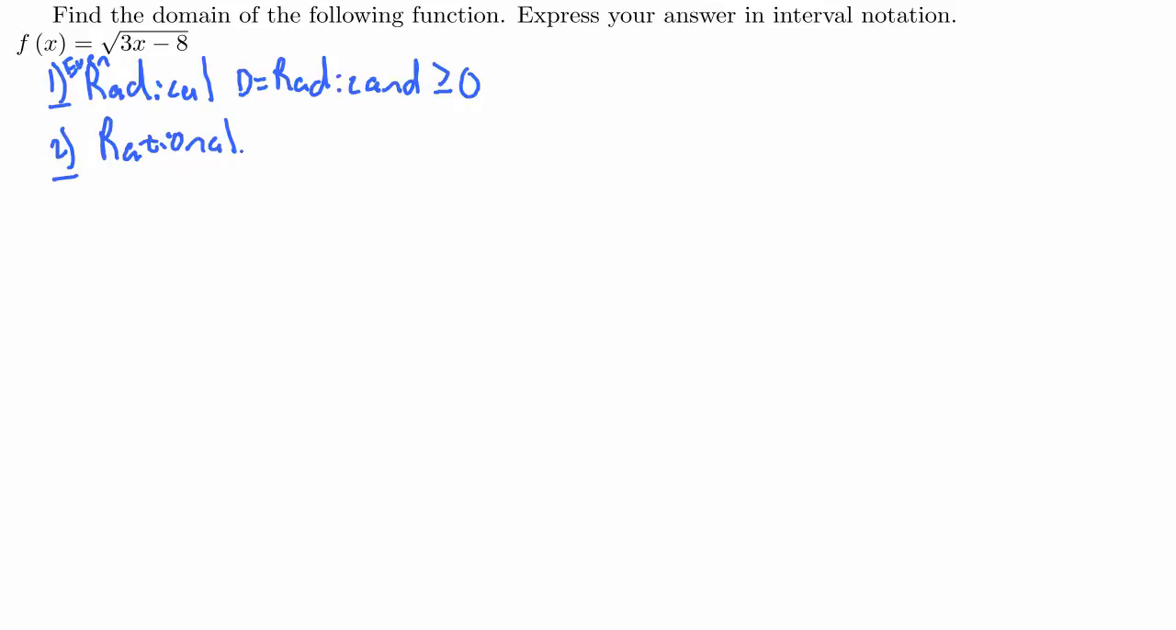For the rational, that means that you're dividing by something. In other words, your denominator can never be 0 because you can just never divide by 0. That's how you can figure out what the domain is for any function, at least any function you're given in this class.